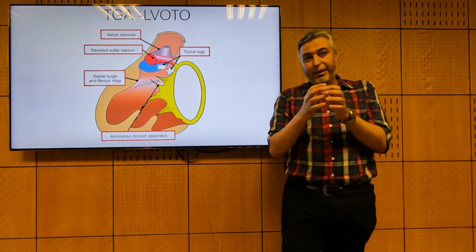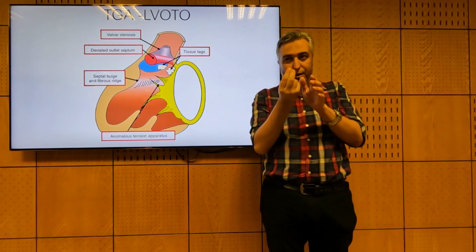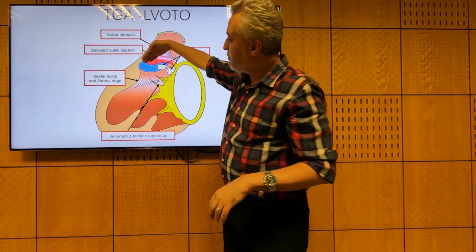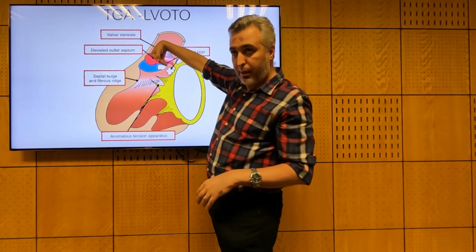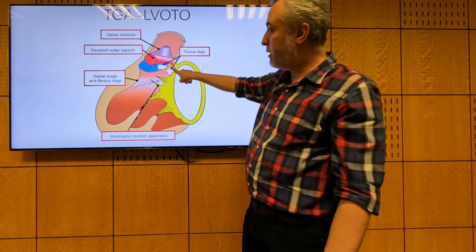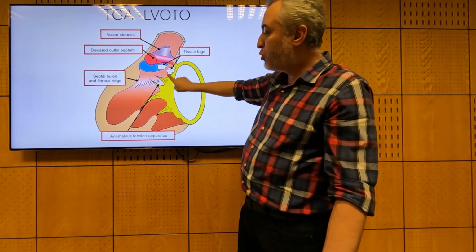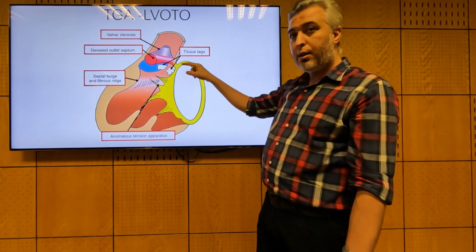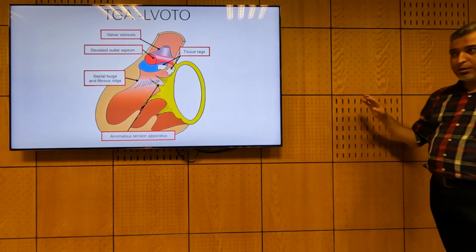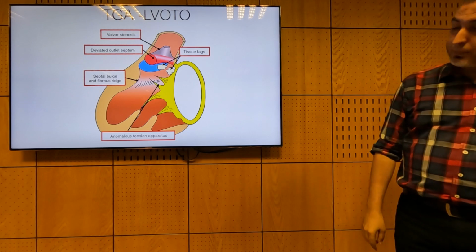It can be of good size, adequate size, while the cusps are fused, so still the orifice is narrow. They can get posterior deviation of the conal septum causing LVOT obstruction. They can get accessory tissue sitting into the LVOT causing that obstruction, can get abnormal mitral cords getting attached to the interventricular septum. So all sorts of things can get dynamic LVOT obstruction, which we'll discuss next time, inshallah.